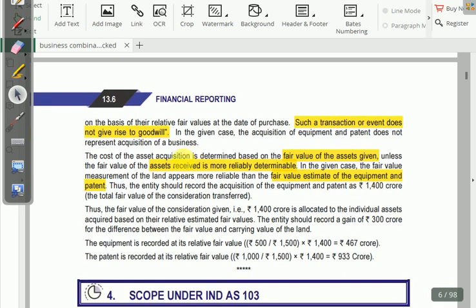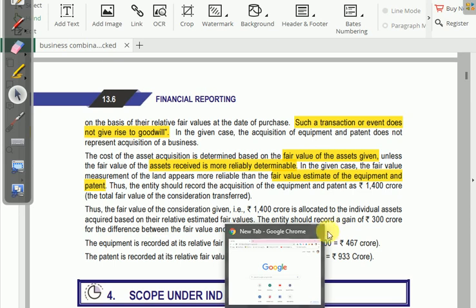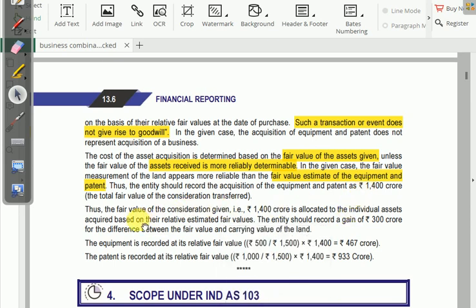That is, the first rule is the cost of the asset acquisition is determined based on the fair value of the asset given. First priority, we will take the value of the assets given. Thus, the fair value of the consideration given, 1400 crore, is allocated between the individual assets acquired based on their relative estimated fair values.